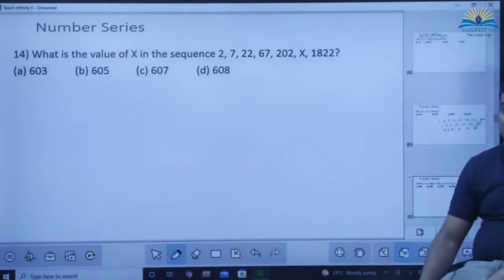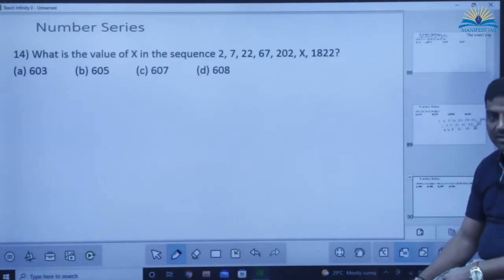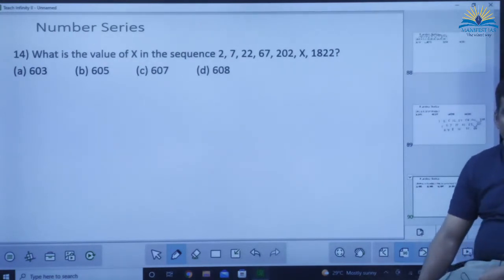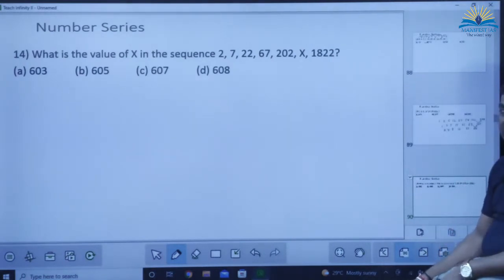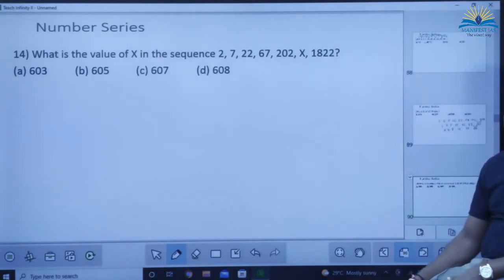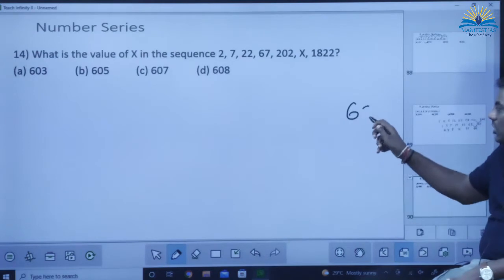Yeah? 2 into 3 is 6. 6 plus 1, that is 7. Yes? Then 7 into 3, 21 plus 1, 22. So what is the logic here? Into 3 plus 1. Logic is into 3 plus 1. 22 threes are 66 plus 1, 67. 67 threes are 201 plus 1, 202. 202 into 3, 606 plus 1. So the answer is 607.